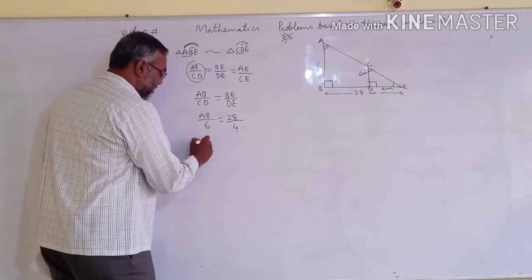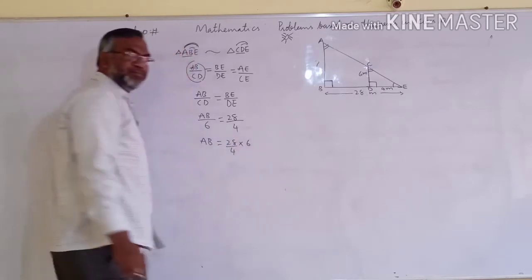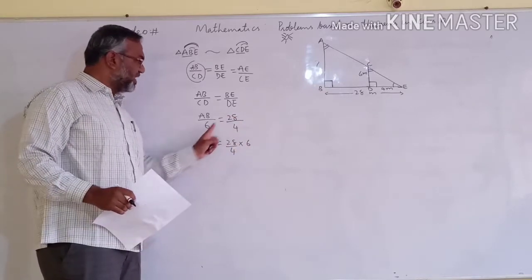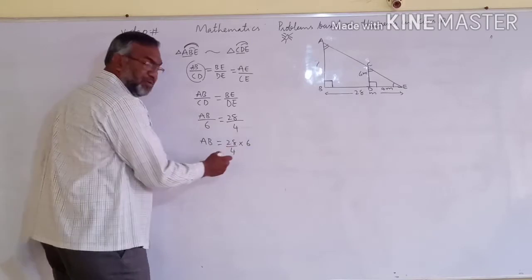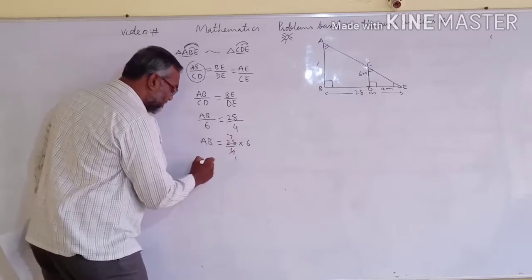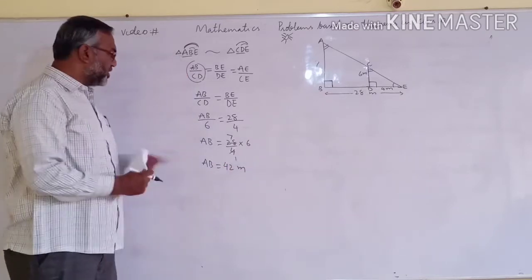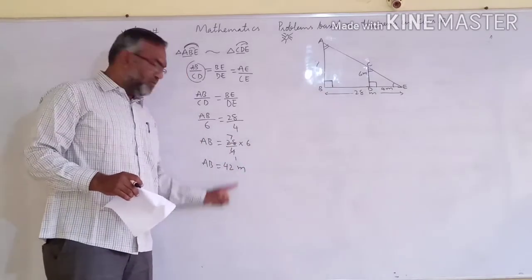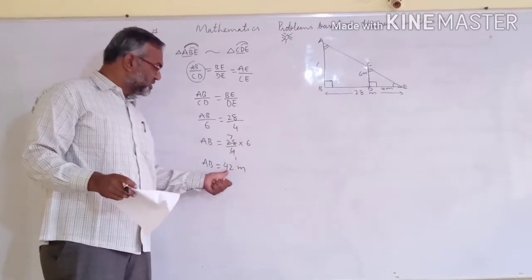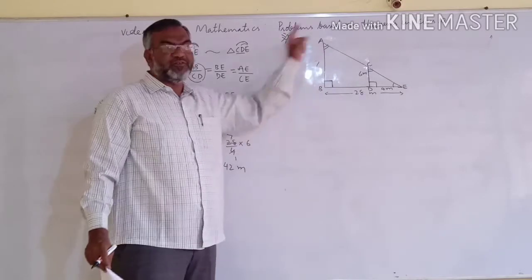Now, cross multiply. AB is equal to 28 divided by 4 into 6. Taking 6 to the right hand side, it goes into multiplication. Now, simplify this. We can cancel: 4 times 7 is 28. So AB is equal to 7 times 6, which is 42 meters. So 42 meters is the height of the tower.